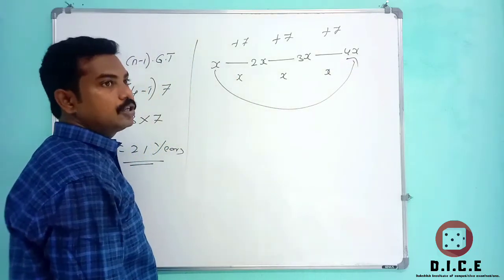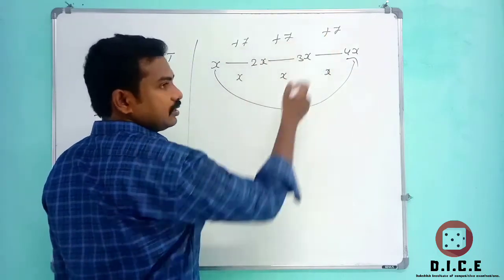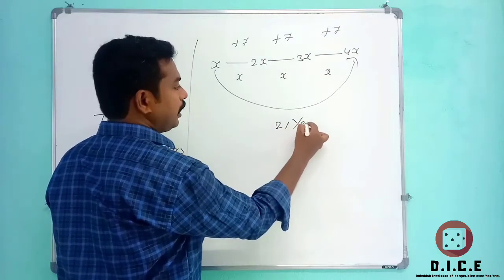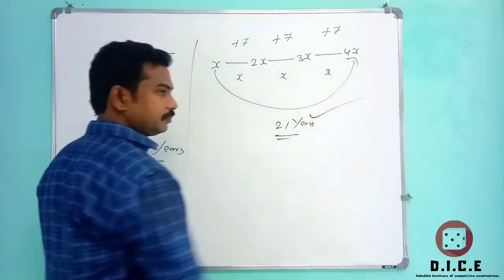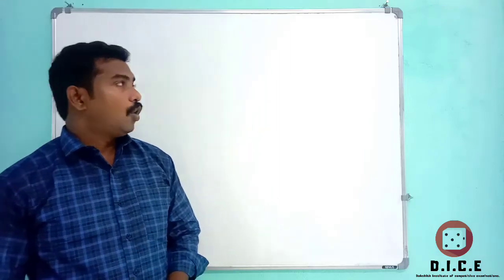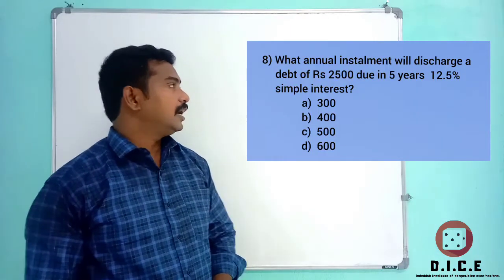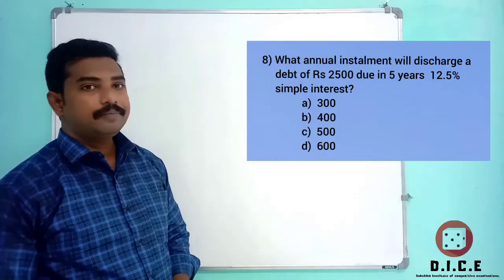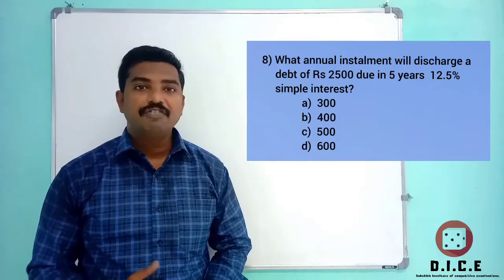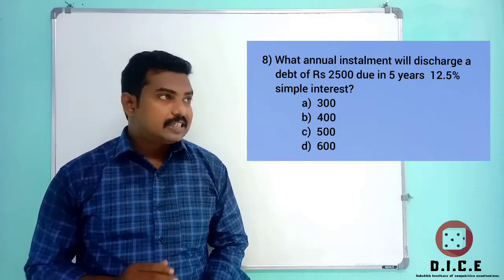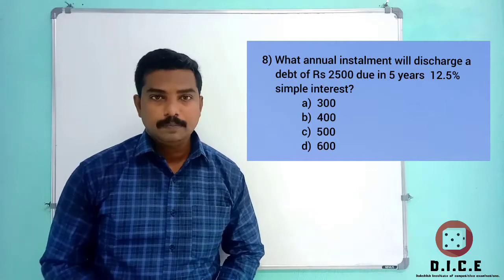X should become 4 times in how many years? 7, 7, 7. 3 7s are 21 years. This is the direction. If you see the next question here, what annual payment will discharge a debt of 2,500 in 5 years at 12.5%?